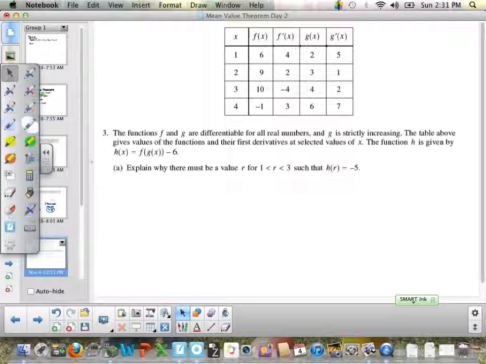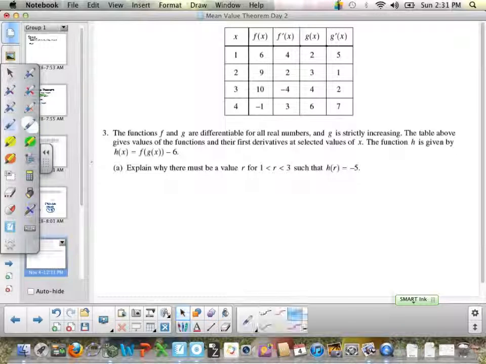The table gives values of the functions and their first derivative at selected values of x. The function h is given by h of x equals f of g of x minus 6. Explain why there must be a value r between 1 and 3 such that h of r equals negative 5. Well, this is an existence theorem. It's saying, why does this exist? Explain why there must be this number.